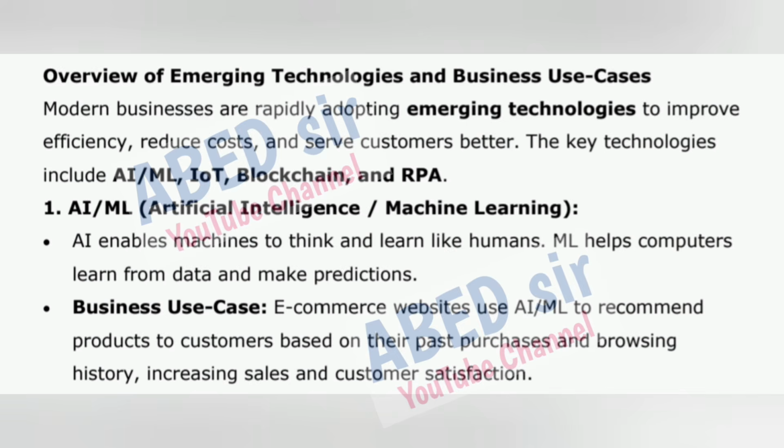1. AI, ML, Artificial Intelligence, Machine Learning. AI enables machines to think and learn like humans. ML helps computers learn from data and make predictions. Business use case: e-commerce websites use AI/ML to recommend products to customers based on their past purchases and browsing history, increasing sales and customer satisfaction.